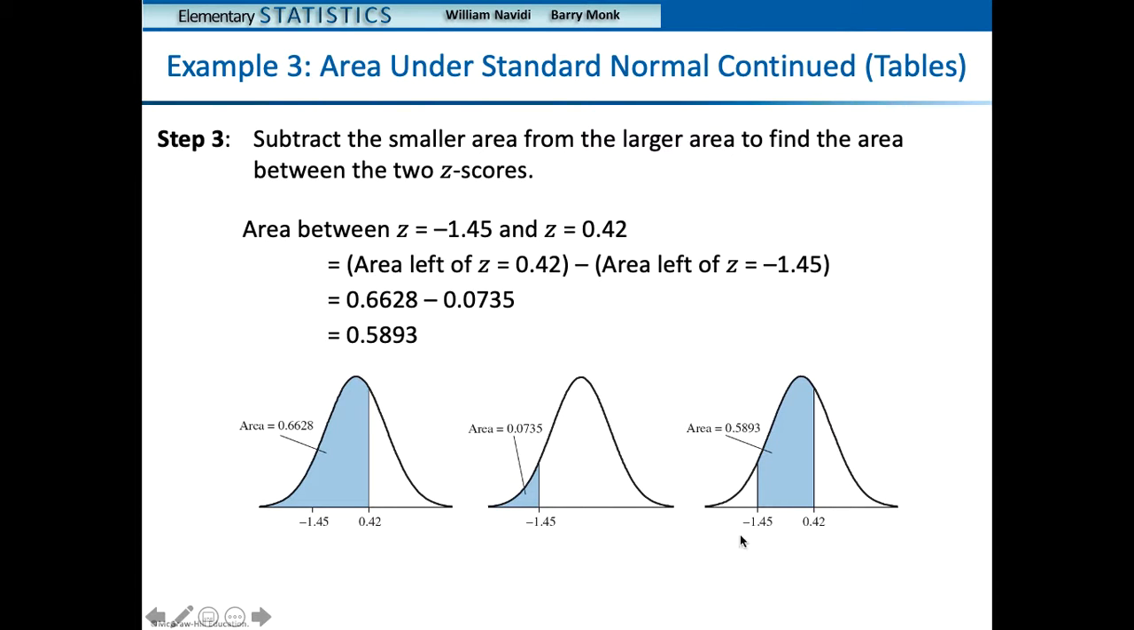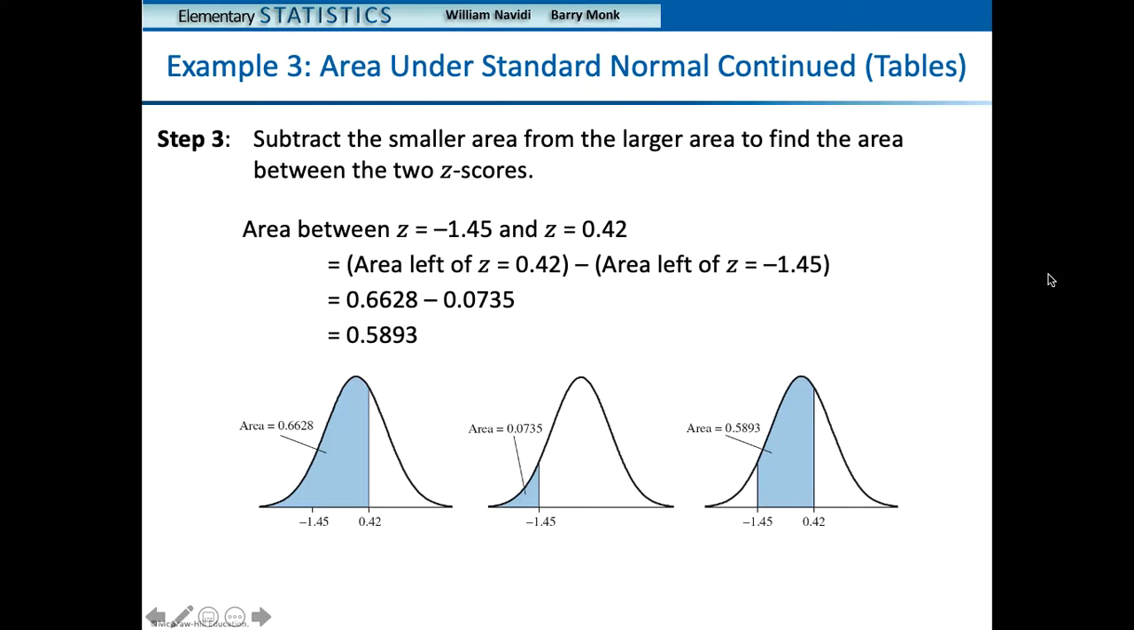On the right, this is the area that we want to find. If we find the area to the left of 0.42, that gives us the entire area under the curve to the left of that. But if we take this area and remove the area to the left of negative 1.45, what we'll be left with is the area in between the two values.